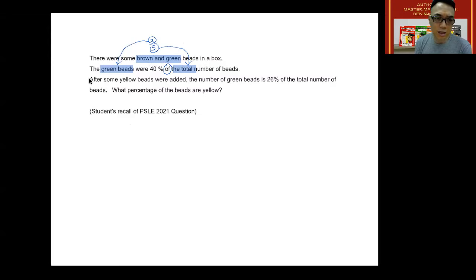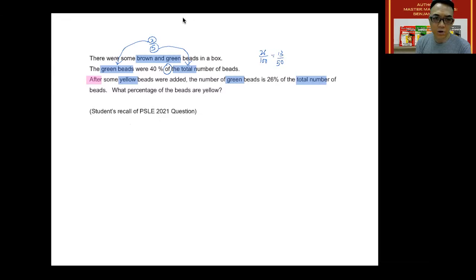And it says that after, so there is a before and an after, this is the change. It says that after some yellow beads were added, so take note, this is yellow, different from the brown and green, it's the third color. The number of green beads then becomes 26% of the total. So once again, 26%. You should always simplify this into the simplest form. So 26 out of 100 is equal to 13 out of 50. My apologies, 13 out of 50.